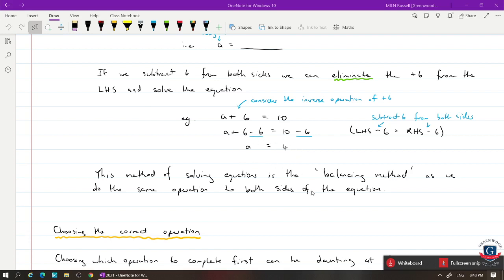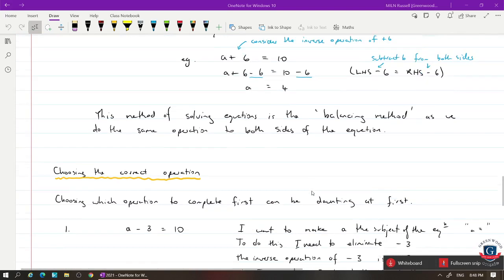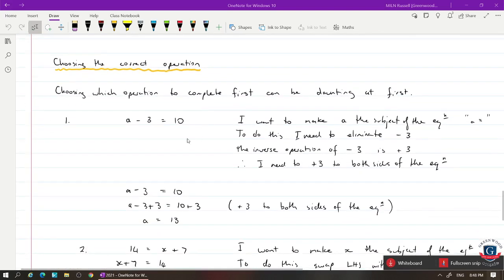The trick is understanding which operation to do. And in this case, we've got a minus 3 equals 10. I want to make the subject of the equation a equals. To do this, I need to eliminate the minus 3. I need to eliminate this bit here. The inverse operation of minus 3 is plus 3, so I'm going to add 3 to both sides.